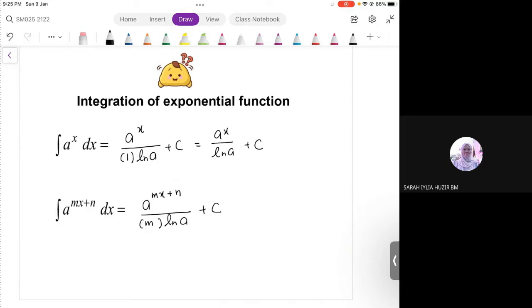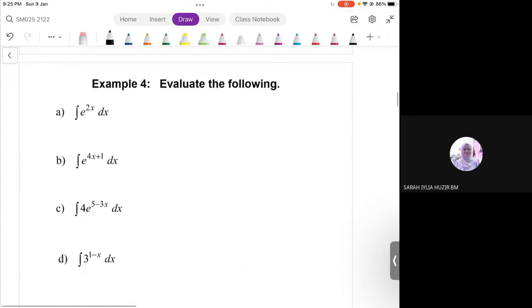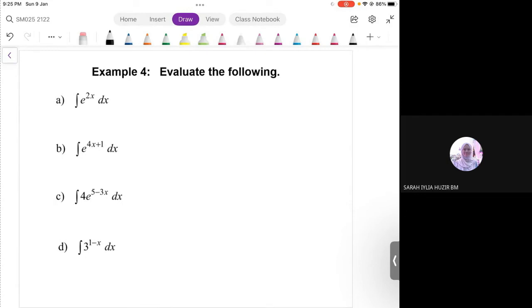Nak lebih faham, kita terus jawab example. Okay. So first one, if we have exponent to the power of 2x. Ingat step tadi? 3 main step je. First step, copy back the function. So e to the power of 2x. Divide by. Second step, differentiate the power. So derivative of 2x would be 2.